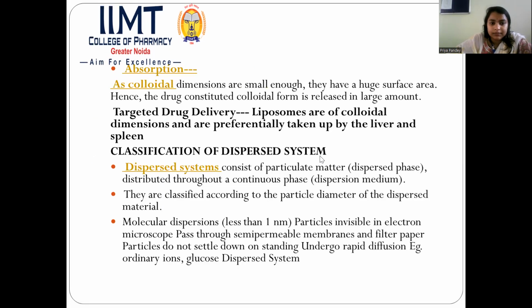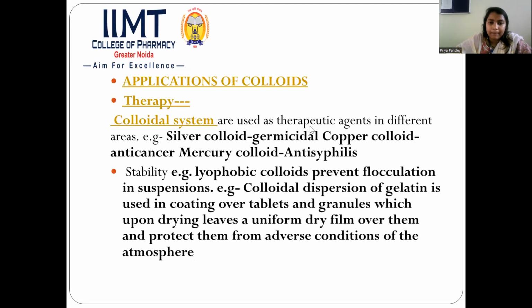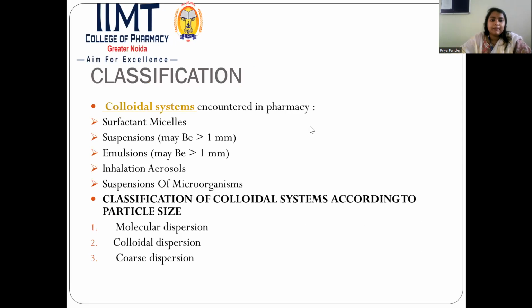Classification. Colloidal systems encountered in pharmacy, that is the class. If we thoroughly talk about the classification of colloidal systems, it is divided depending on the size and shape of colloidal particles. It is basically divided into three categories, that is molecular dispersion, colloidal dispersion, and coarse dispersion as well.